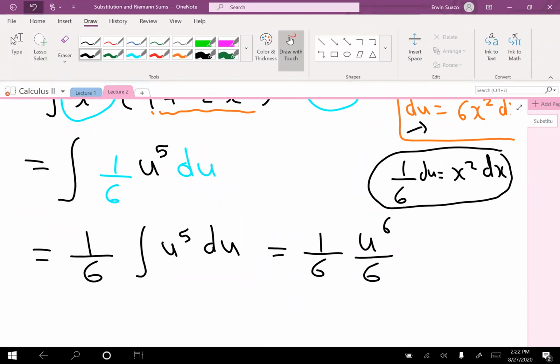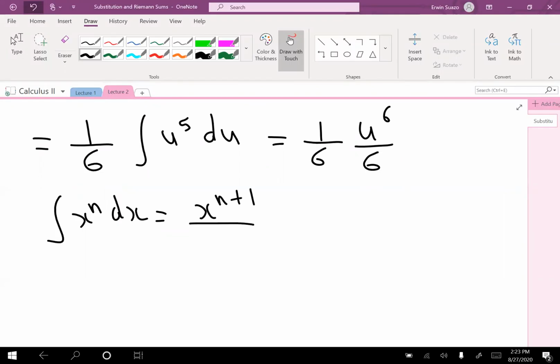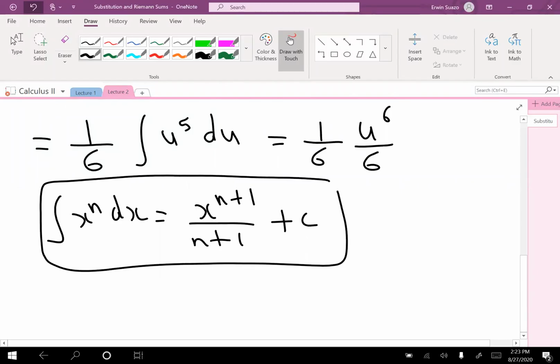So the antiderivative is u to the n plus 1 divided by n plus 1. Okay? So I'm using this formula. We are using here that the integral of x to the n dx is x to the n plus 1 divided by n plus 1 plus c. That's what I'm using here. Okay? So let's not forget the plus c now.